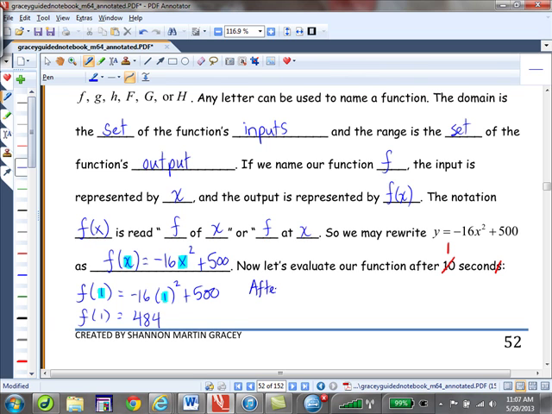After 1 second, the object is 484 feet above the ground. So this, you'll see this if you take further math. It's really a special case of the position function, where they've already inputted certain things.